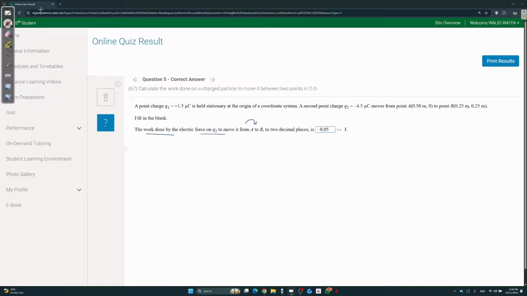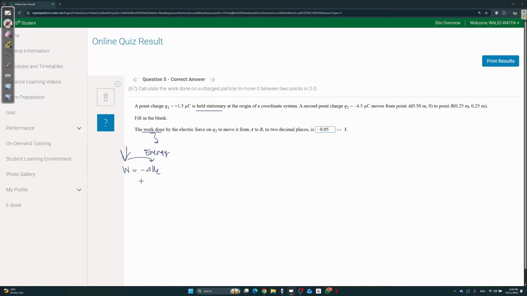So over here you have a charge Q1 that's being held stationary at the origin of a coordinate system. They give you a second point charge Q2, which is moving from point A to point B. They're basically asking you to find the work done by the electric force to move it from A to B. Whenever you have two charges and work being done, there's some sort of energy. Anytime you see work being done, you can always relate it to the negative change in potential energy. So we can find the work if we find the change in potential energy.